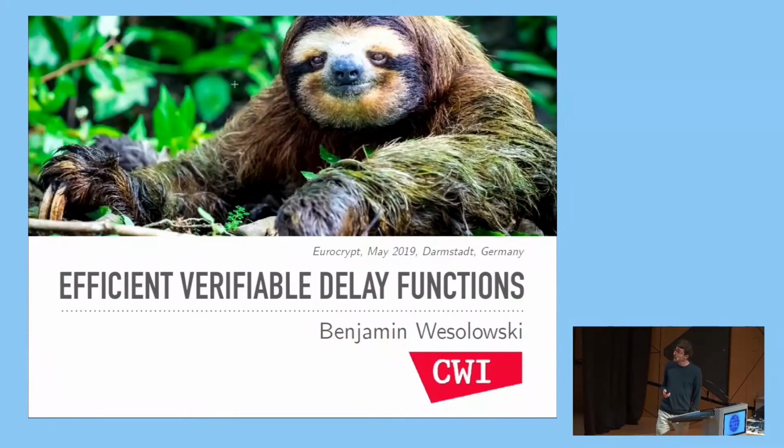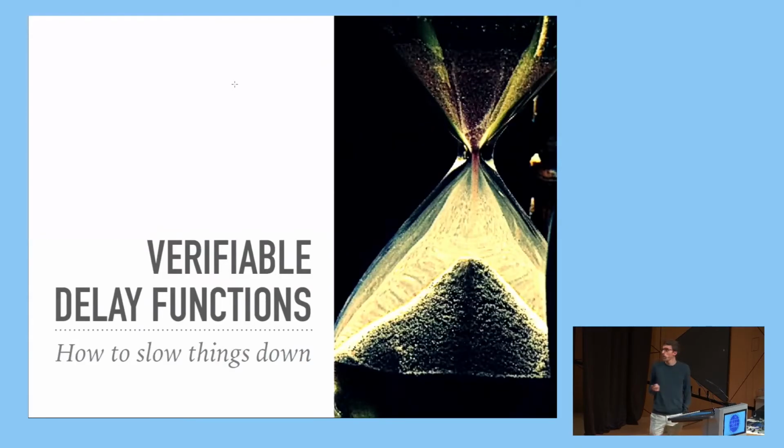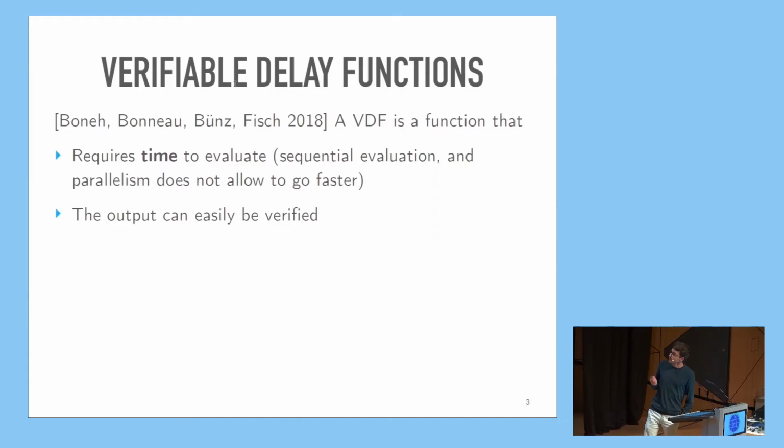So I'm going to talk about efficient verifiable delay functions. First, what are verifiable delay functions? They are functions that are meant to slow things down when you need things not to go too fast. We usually want things to go as fast as possible, but sometimes slowing things down can be useful. So what are they? They were formalized last year by Boneh, Bonneau, Bünz, and Fisch.